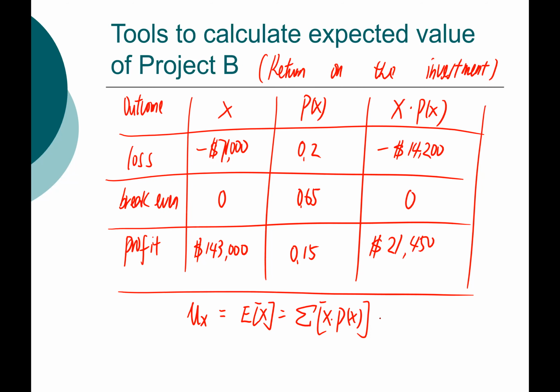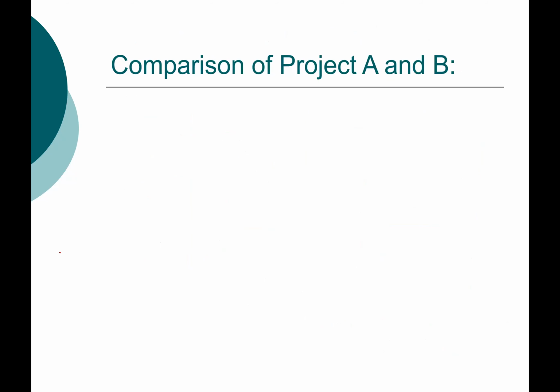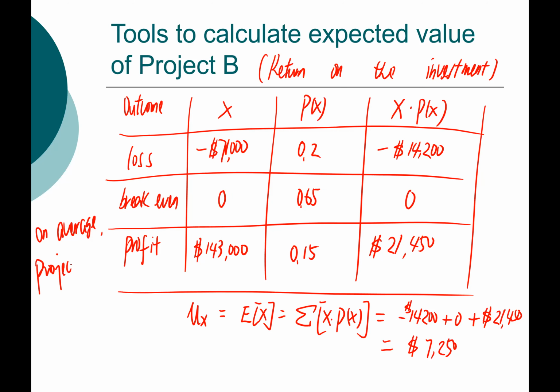Now all we just have to do is sum up those numbers: negative 14,200, adding 0, adding 21,450. And this one, we do have a positive return, which is a good thing, right? Anytime you see a positive return, that means you're making some money out of this investment. So definitely it is good news, $7,250. So on average, project B will provide an average return of $7,250.